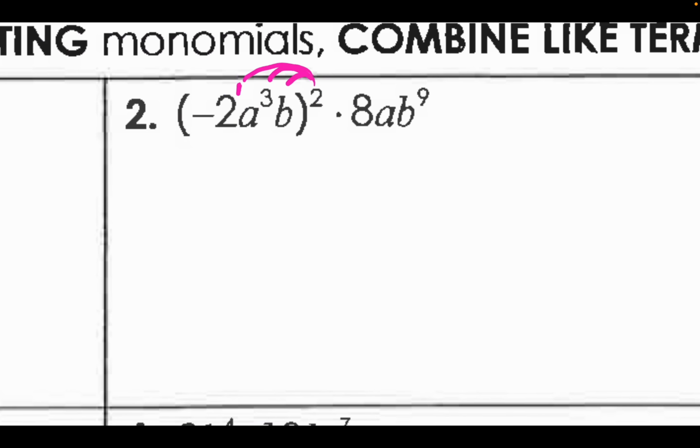So we say negative 2 to the second power, important that we note that that is in parentheses, a to the 6 and b squared. This was secretly a 1 as well. And so negative 2 to the second power is really 4. So this becomes 4a to the 6 b squared. And this 8a to the b to the 9th just kind of was hanging out and chilling.